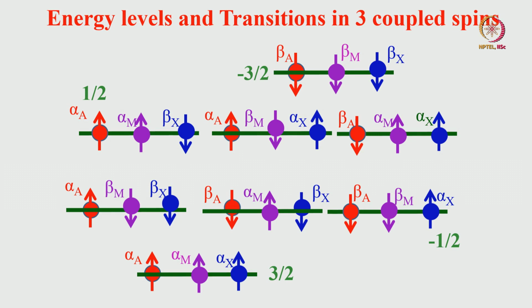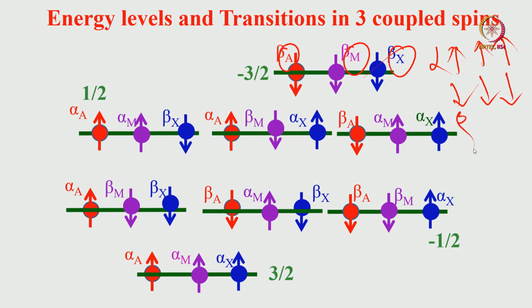Each spin I have identified as A, M and X, 3 spins. A can have 2 orientations, up and down, M can have 2 orientations, up and down. Similarly, X can have 2 orientations, up and down. These are all alpha states, these are all beta states. So, A can have alpha and beta state, M can have alpha and beta, X can also have alpha and beta. Now, all these 3 are interacting, coupled among themselves. Now, how many energy states can you think of? How many possible orientations can you think of?